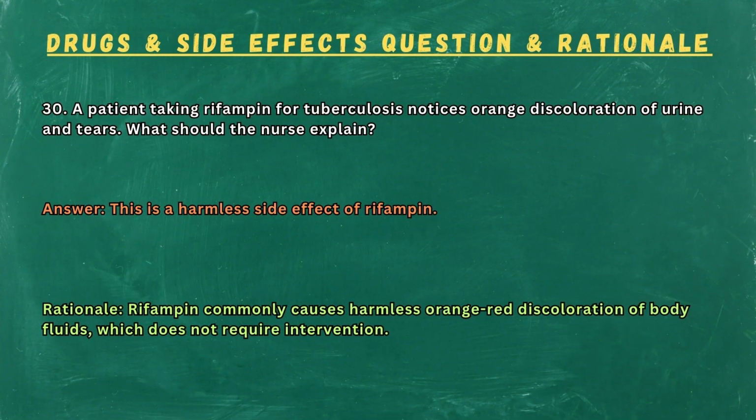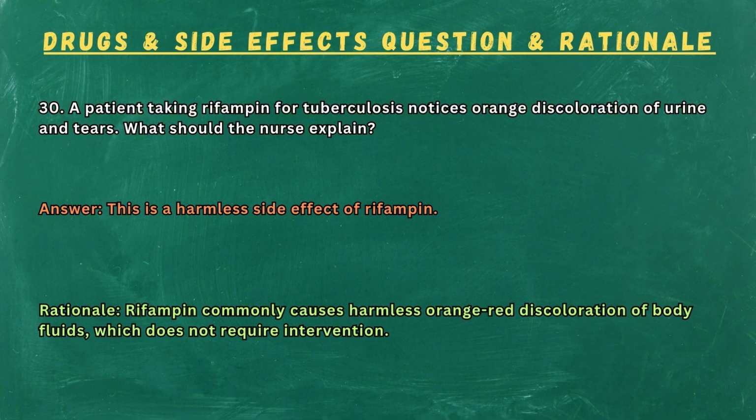30. A patient taking rifampin for tuberculosis notices orange discoloration of urine and tears. What should the nurse explain? Answer: this is a harmless side effect of rifampin. Rationale: rifampin commonly causes harmless orange-red discoloration of body fluids, which does not require intervention.